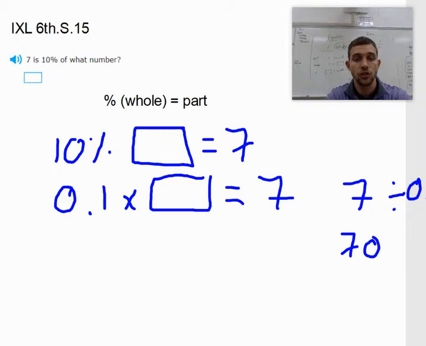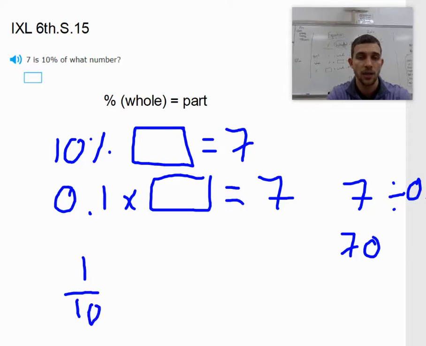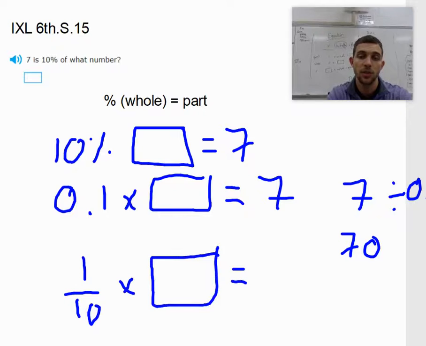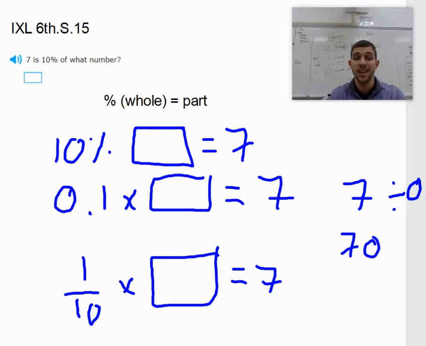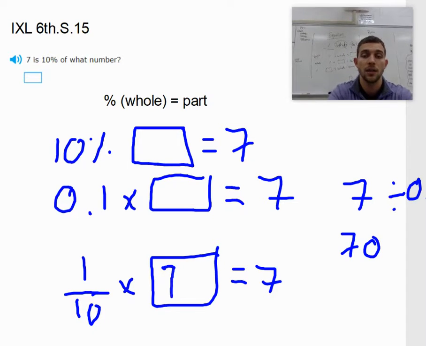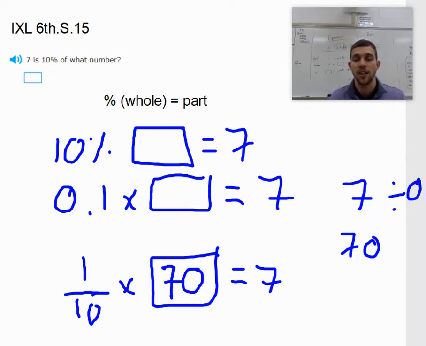Now, if you know your fractions, you know that this is 1/10 times some number is equal to 7. Well, 1/10 of 70 is equal to 7, because since this 10 is in the denominator, that means divide by 10. And so 70 divided by 10 equals 7. So if you know your fractions and how to divide and multiply with fractions, you can do it in your head. But if you don't know that, you can always use a calculator and do your reverse multiplication, which is dividing, to find our answer.